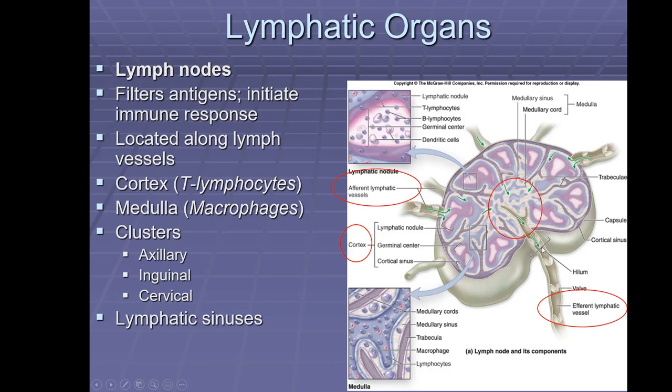And lastly, we tend to get clusters of these lymph nodes in certain regions: axillary, so your armpit has a lot of these; inguinal, your groin area has a lot of lymph nodes; and cervical, the neck area, where you get lots of lymph nodes. And this is what a clinician will sometimes feel to see if they're swollen if you're sick.